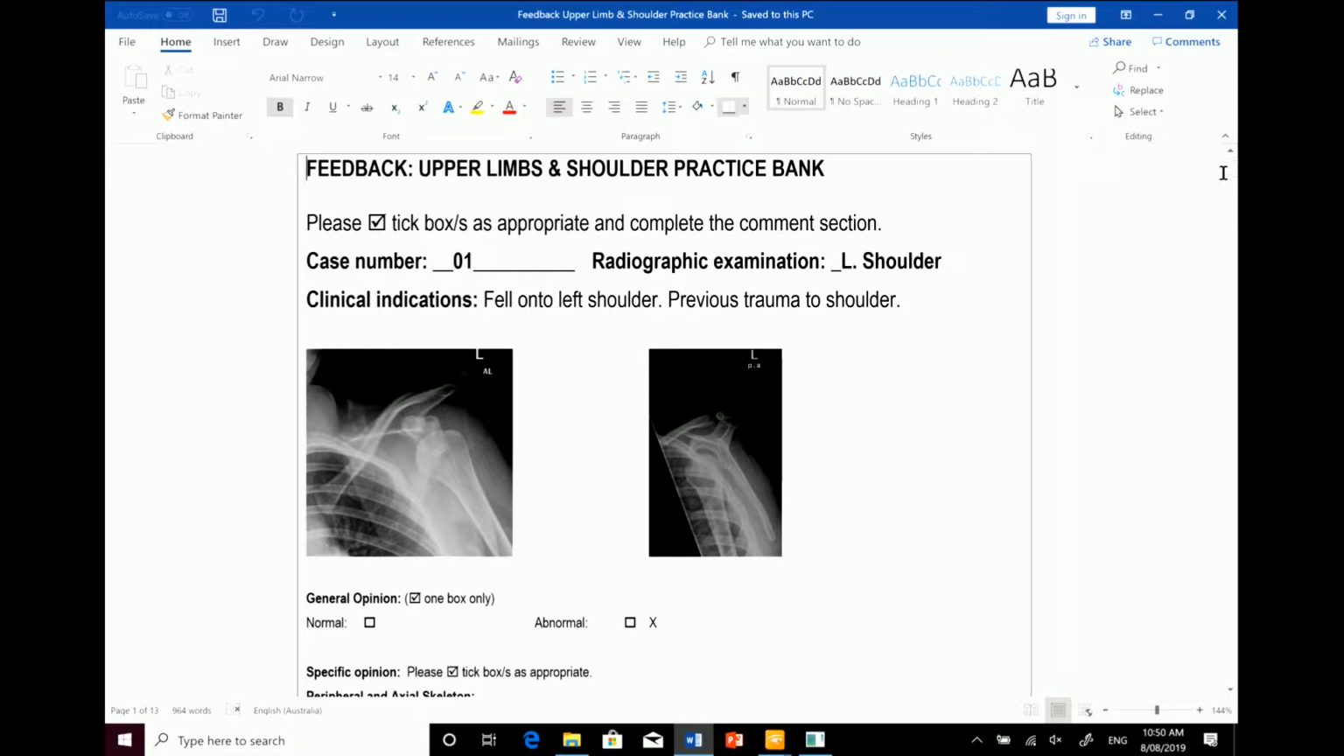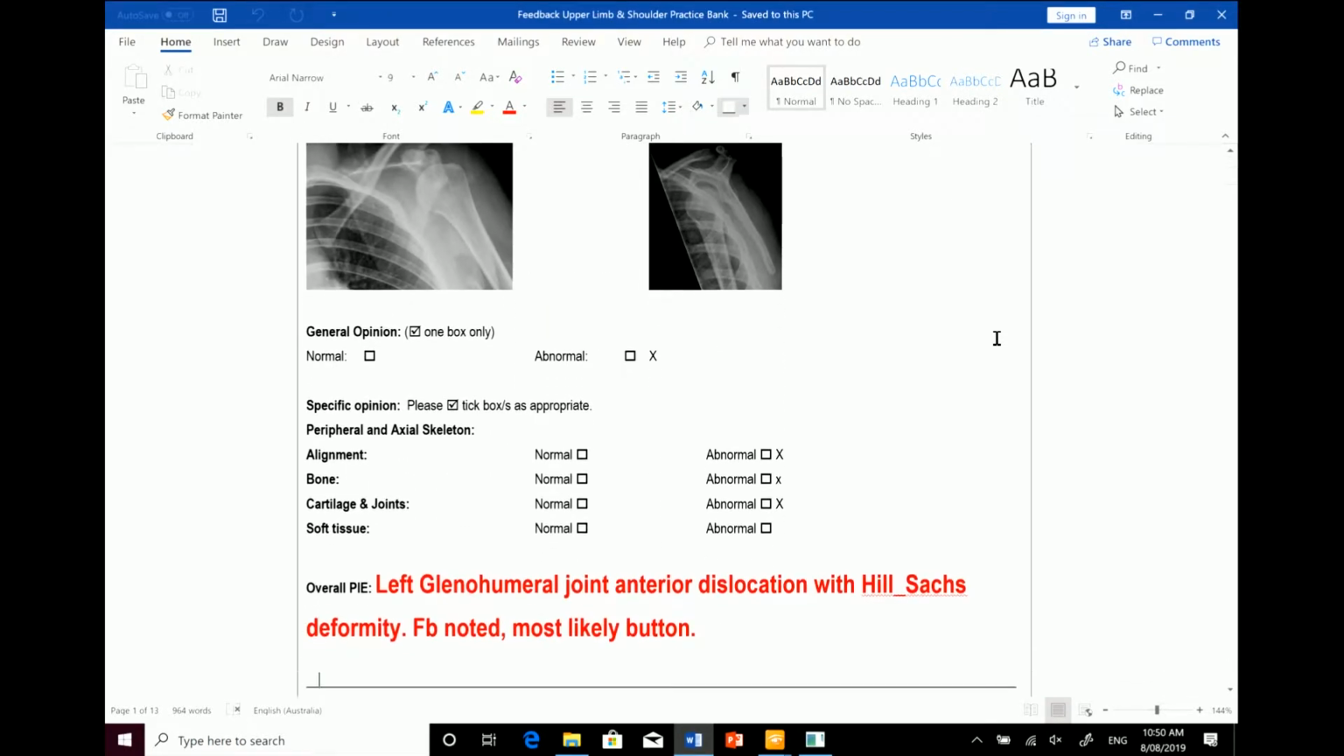So then on our PAE form, first thing is this case is abnormal, so you need to tick that box. Then the alignment is abnormal. The bone, because of that indentation that we've seen, which is a Hill-Sachs deformity, is abnormal. And of course the joint has been affected, so that is abnormal. There were no real major signs of soft tissue swelling.